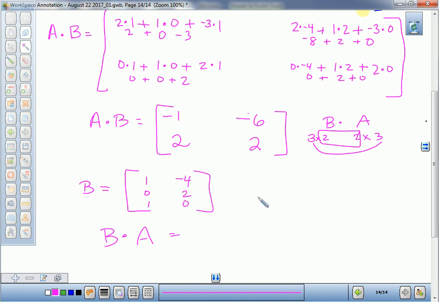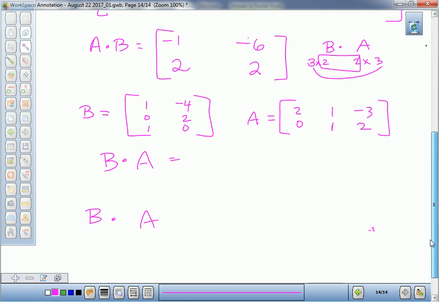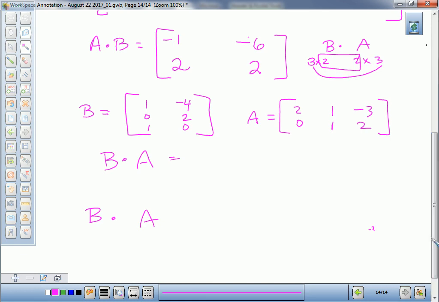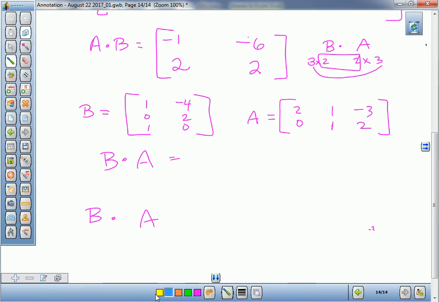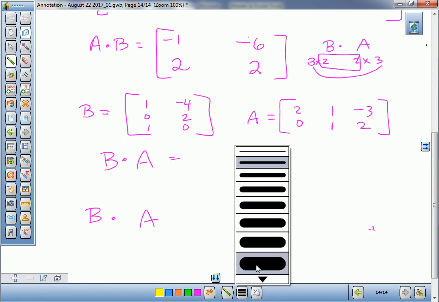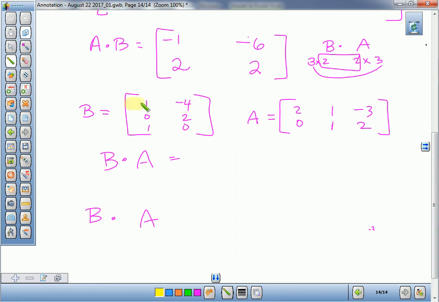Row 2. 0 times 2 is 0, and 2 times 0 is 0. 0 times 1 is 0, and 2 times 1 is 2. 0 times negative 3 is 0, and 2 times 2 is 4. You try row 3.